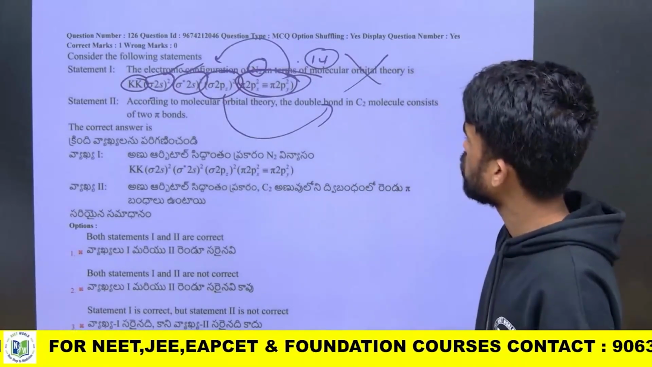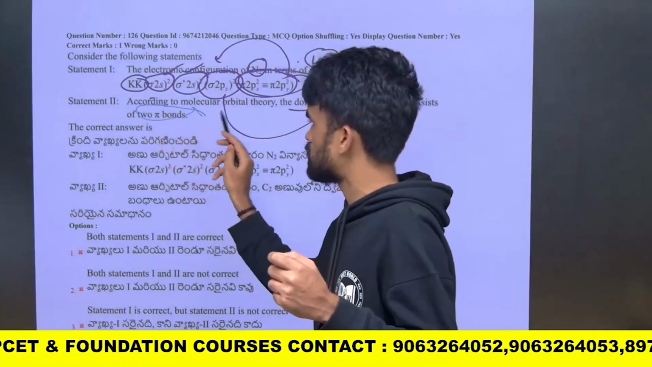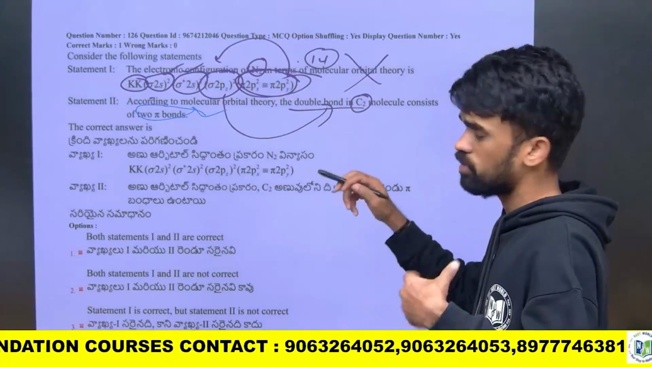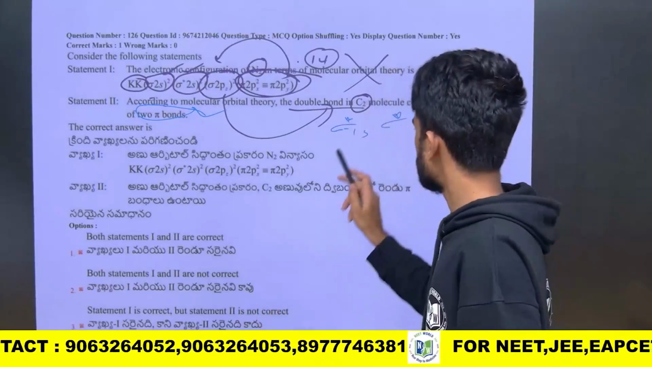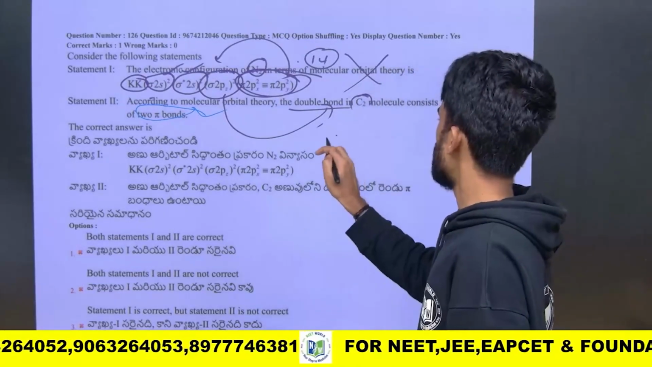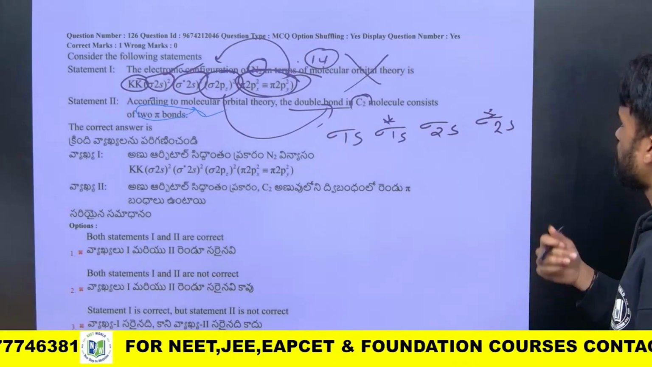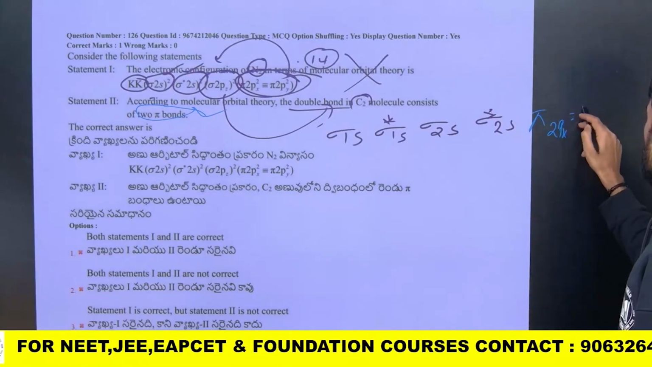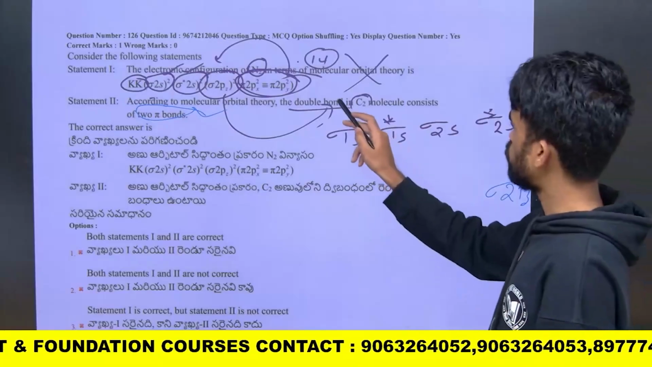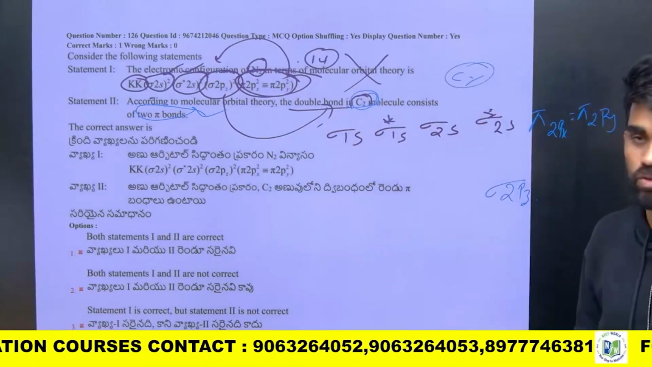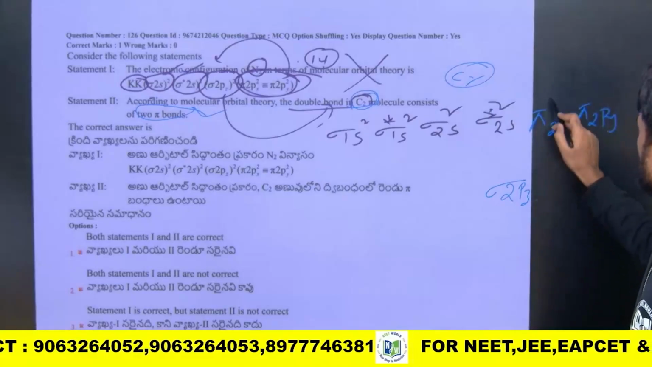First one is incorrect. According to molecular orbital theory, the double bond in the C2 molecule consists of 2 pi bonds. Yes, this is correct. Write sigma 1s, sigma star 1s, sigma 2s, sigma star 2s. After this, as I told you, we write pi 2px equals pi 2py, and after that sigma 2pz. C2 means how many electrons? Carbon has atomic number 6, so C2 has 12 electrons. Fill 2, 2, 2, 8 are over, then 9, 10, 11, 12.